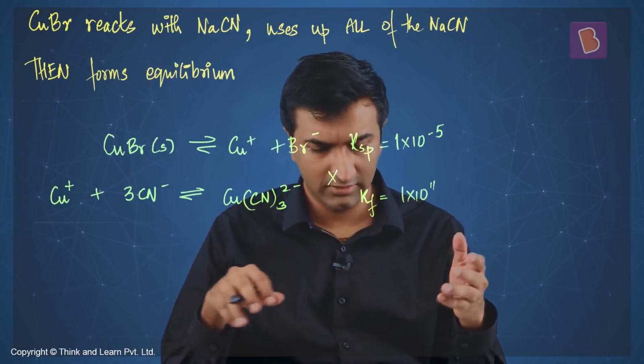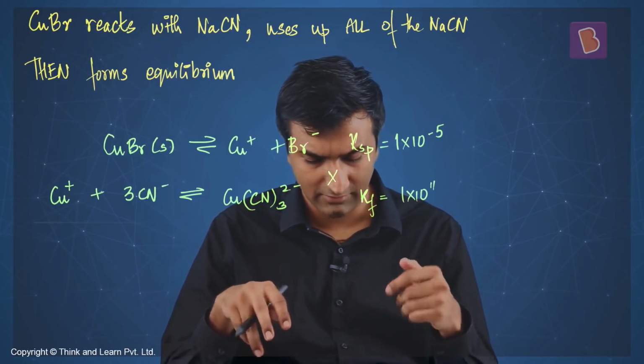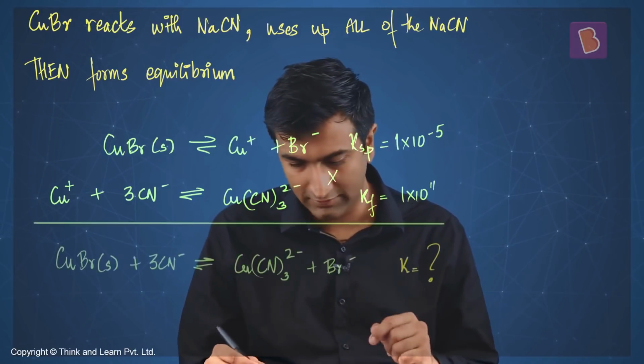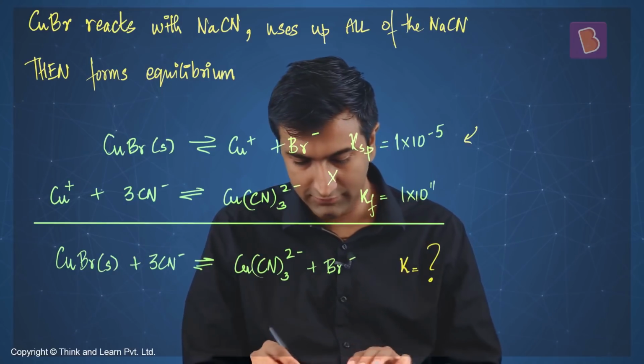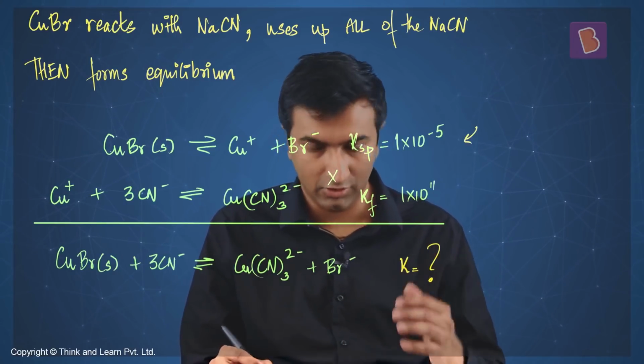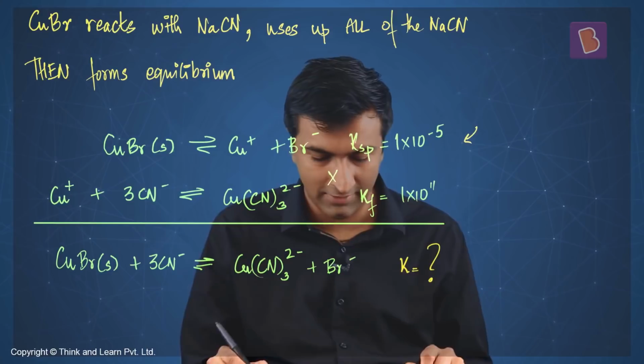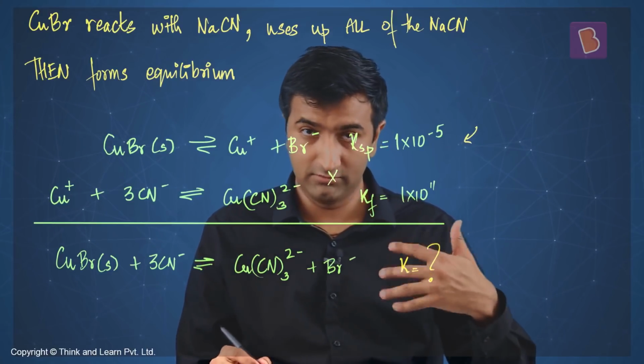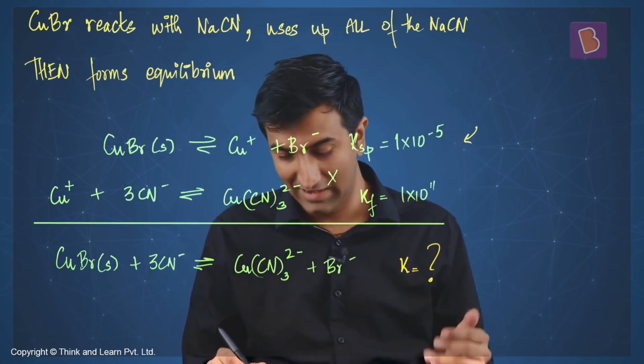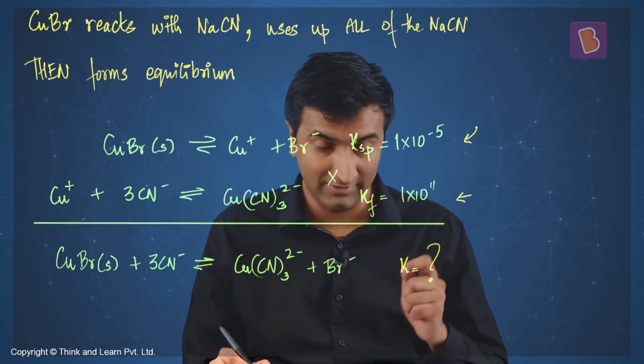Is that true? There's nothing about CuBr and NaCN reacting, right? I know for sure that CuBr forms an equilibrium expression. That's on your screen. Cu plus Br minus, that's a sparingly soluble salt, so a small value, Ksp is 10 power minus 5. And the other one, that's almost complete, right? It's 10 power 11 is the K value, Kf here. So that's why it's written as Kf.